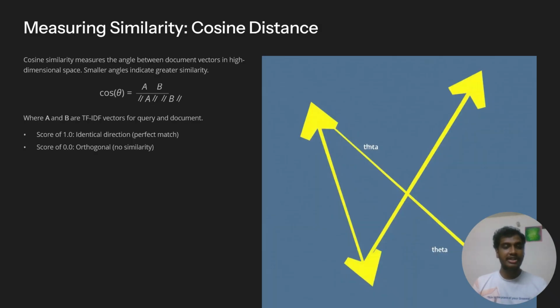Measuring similarity: cosine distance. Now, about cosine similarity, that's just the math TF-IDF uses to figure out how close two documents are. In this picture, every document has an arrow in space. If two arrows point in the same direction, they're talking about the same topic. If they're apart, they're unrelated. You don't have to do any math here. Just think of it as checking how aligned two pieces of text are.